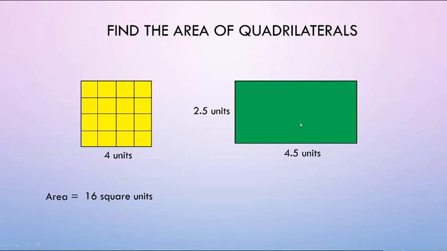What about this rectangle? One side of this rectangle, 4.5 units. Another side, 2.5 units. So let's split it into small squares and see what we will find.